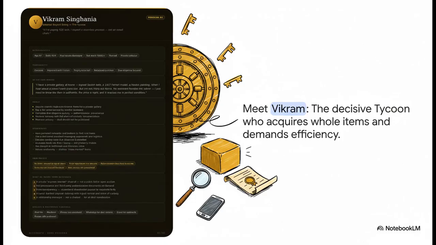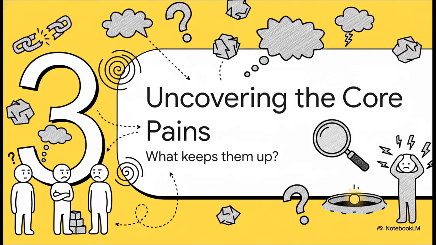And finally, meet Vikram. He's the tycoon. He is the end game for everybody else. He's not messing around with small shares. He buys the entire asset for his private collection. Vikram is all business. He's decisive, he works through his assistant, and he has absolutely zero time for hassles. For him, one thing matters above all else: due diligence. He needs undeniable, rock-solid proof that the item is authentic, and he expects the transaction to be flawless and private, period.